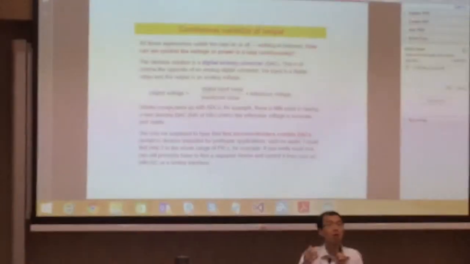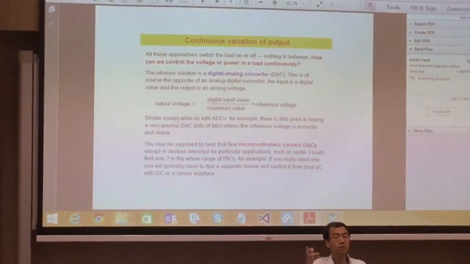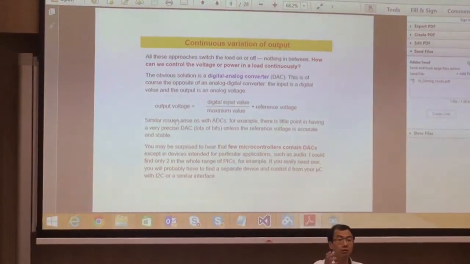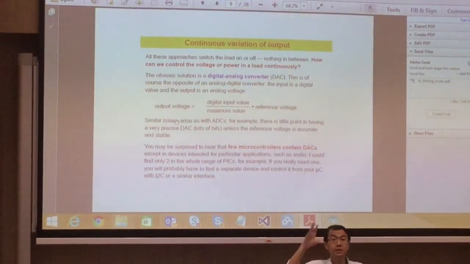So the most common way is we can use a DAC, which is called a digital to analog converter. What does this DAC mean? Digital to analog. Basically the input is digital, and the output is analog. Once we have the analog output, that means we can have some value in between 0 and VDD. That's the analog output. So that we can have the output somewhere in between 0 and VDD.